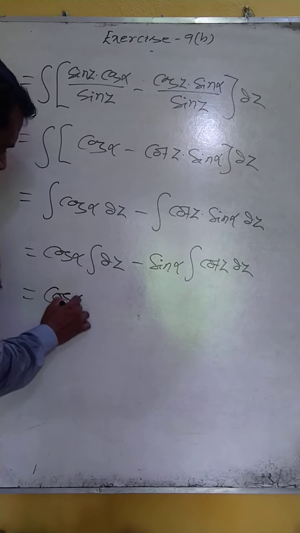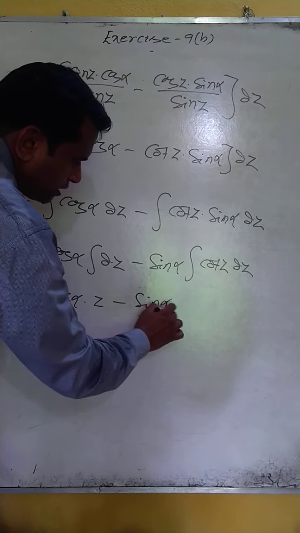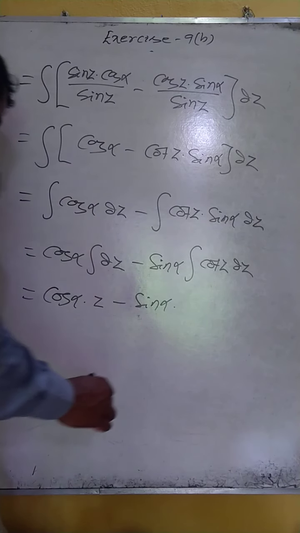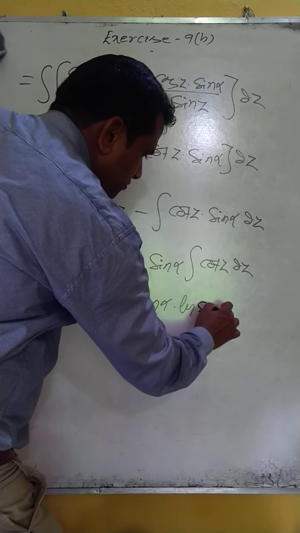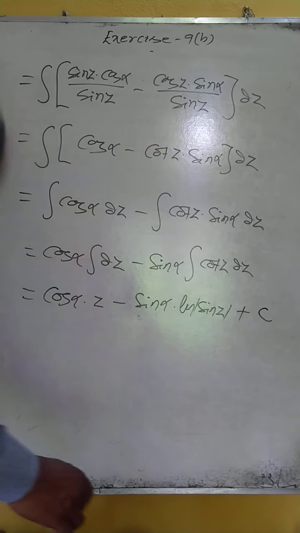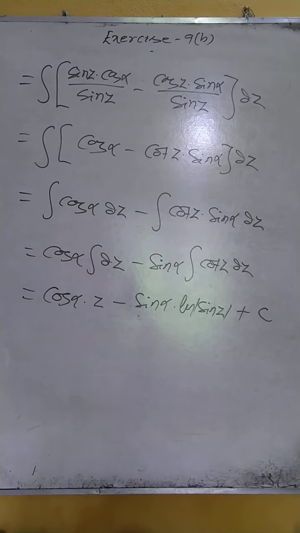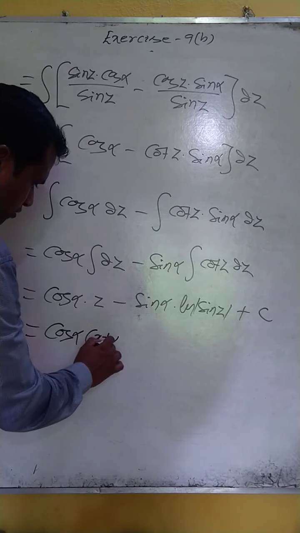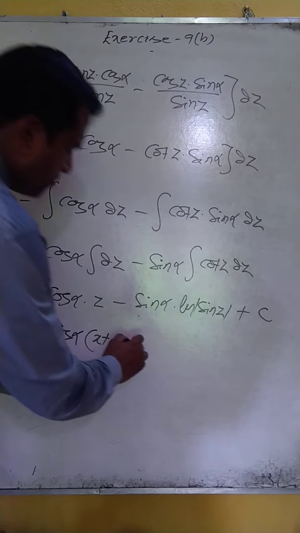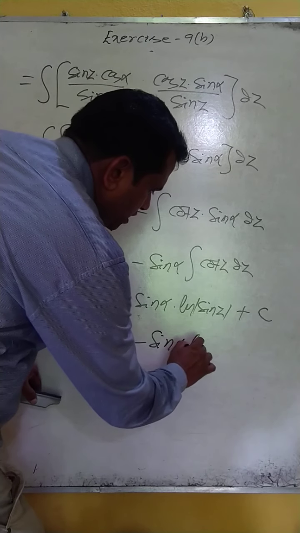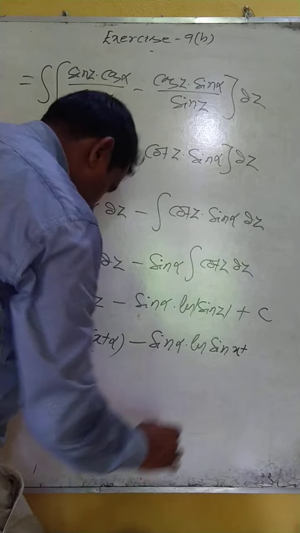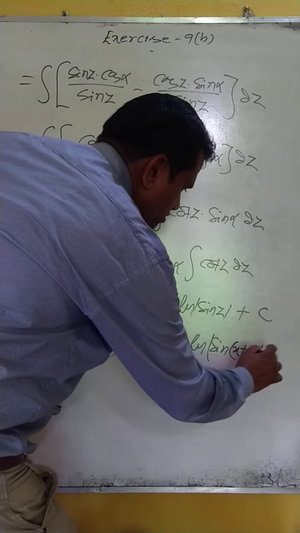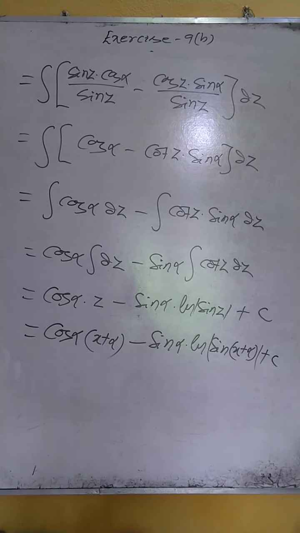So that is cos alpha into z minus sin alpha into ln mod sin z plus c. You know the integral of cot x equals ln sin x. So that is cos alpha into x plus alpha, since x plus alpha is z, minus sin alpha into ln mod sin of x plus alpha plus c. Okay, that's all the problems of integration by substitution. Okay, thank you.